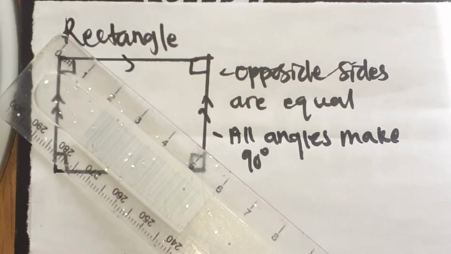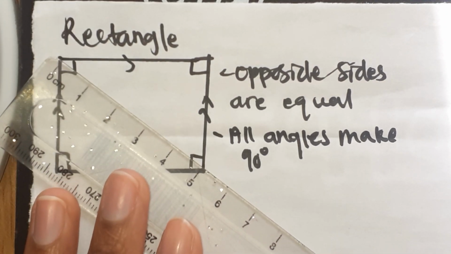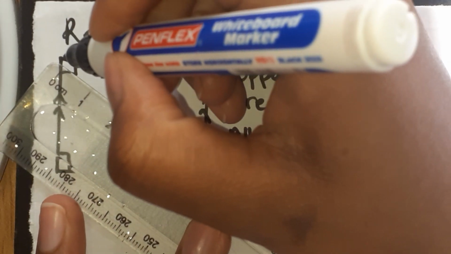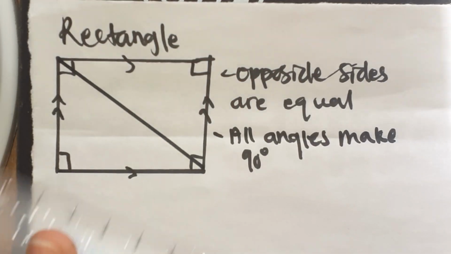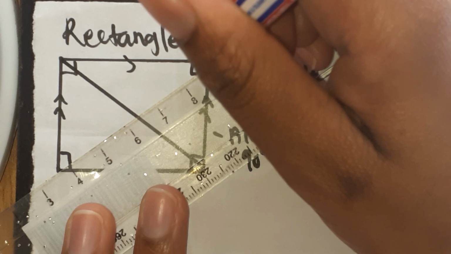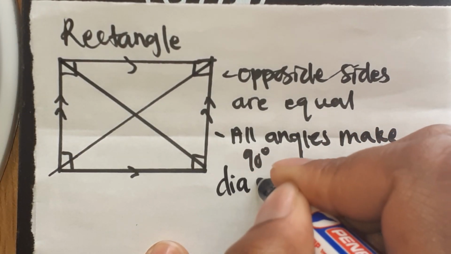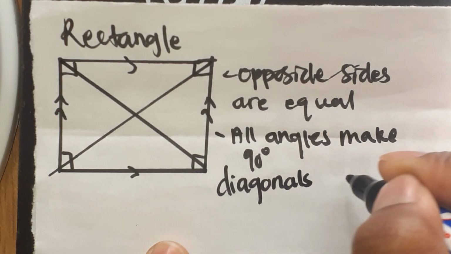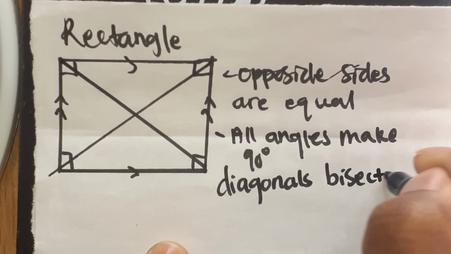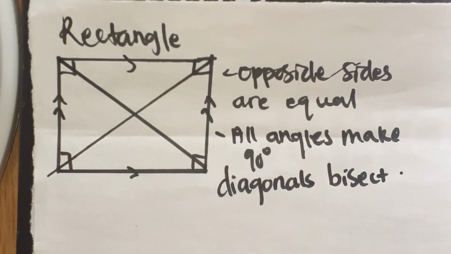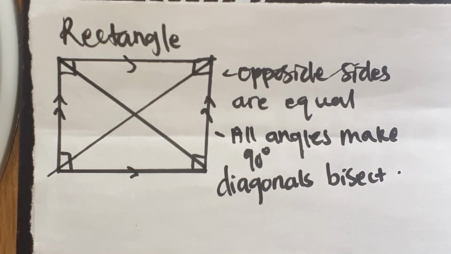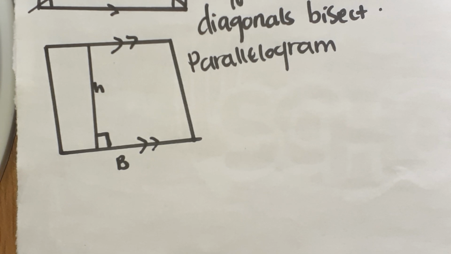And then something else that we have is this one. Diagonals bisect as well. Yes, diagonals bisect. That's what you have to do. So these sides are equal to 90, and you do it just the way that I've shown you with a square. Okay, now we have a parallelogram.